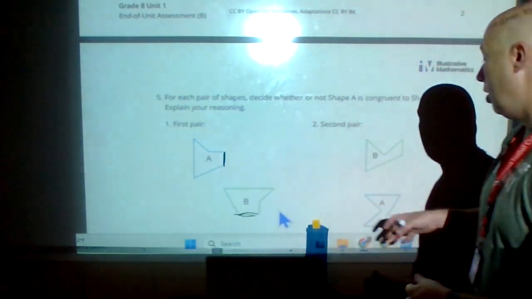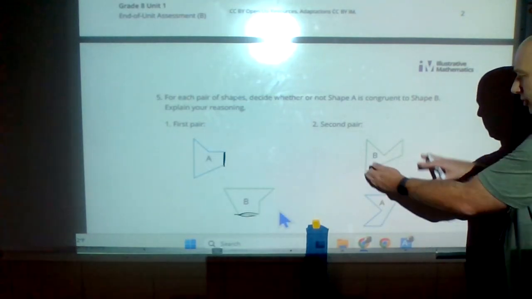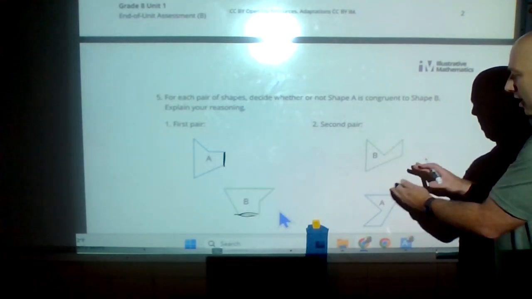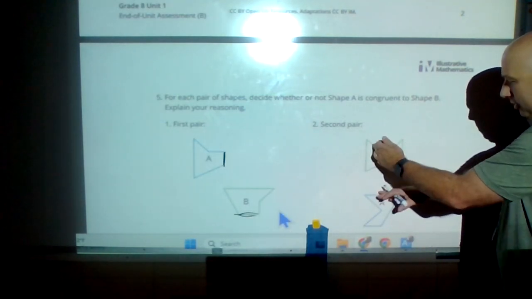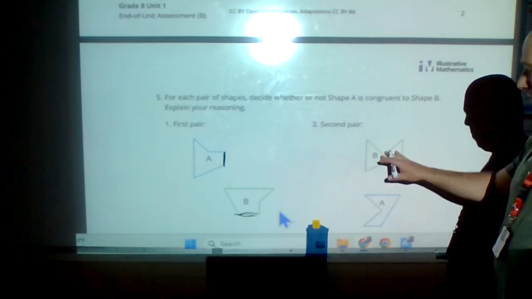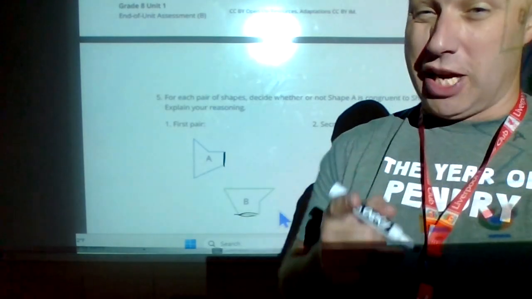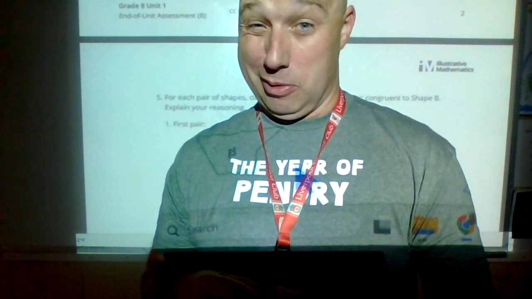All right, so I see a rotation of 90 degrees clockwise around a point here. I see a reflection to get those to match up. They do look like they match up, but I would check that with patty paper. I wouldn't take my word for it.